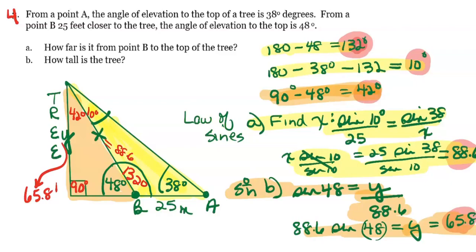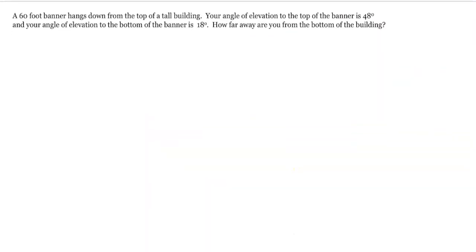All right, let's go on to the next problem, which we're going to make problem 5. So I don't believe it's numbered. So we've had problems like this before also. So this is the banner hanging down problem. So there's a 60-foot banner hangs down from the top of a tall building. Okay, so let's start doing some drawing. I'm going to make this my building.